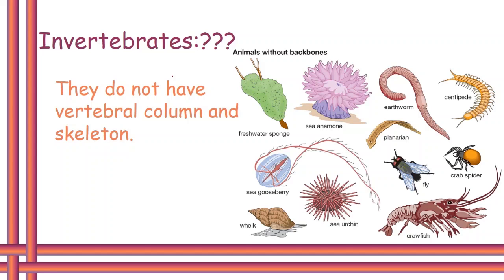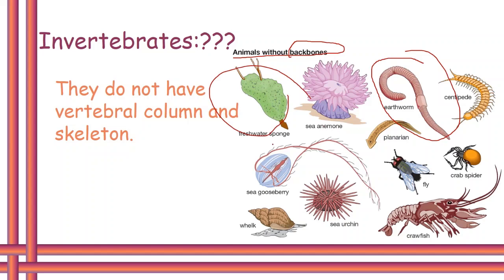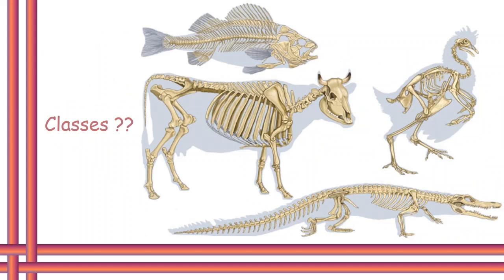So, in contrast, what are the invertebrates? The invertebrates are the animals that do not have vertebral column and skeleton. الانيمالز without bones، اللي ما عندهم bones، مثل الديدان، مثل الاسفنج تبع البحر، مثل الجيلي فيش، مثل الانسكتس. These animals do not have a skeleton, do not have bones. Okay, so the invertebrates do not have vertebral column and skeleton.